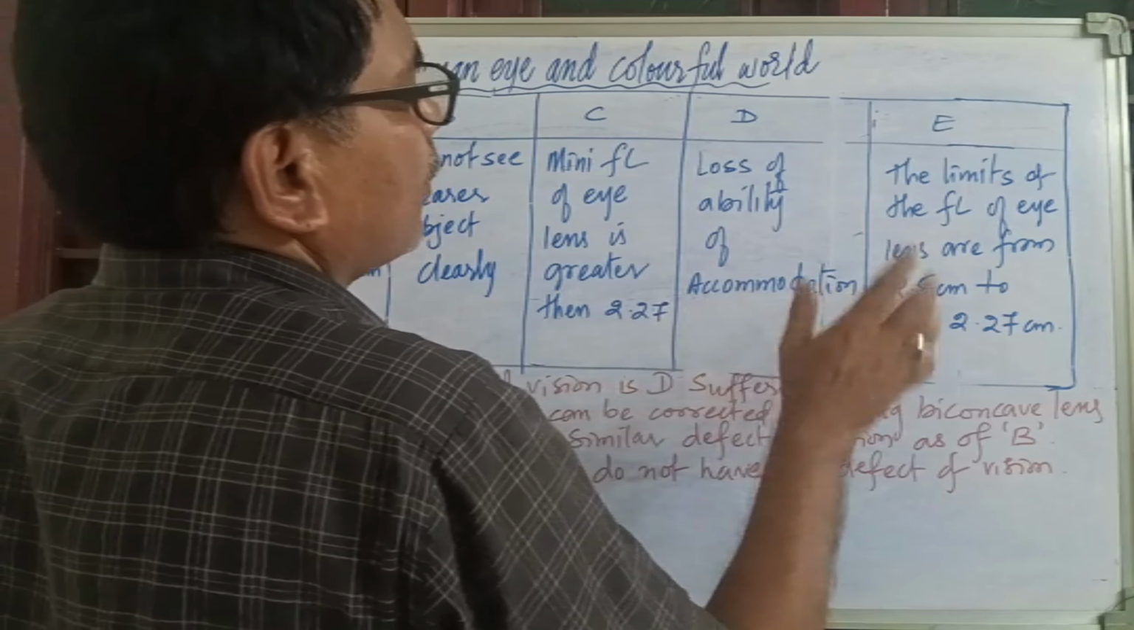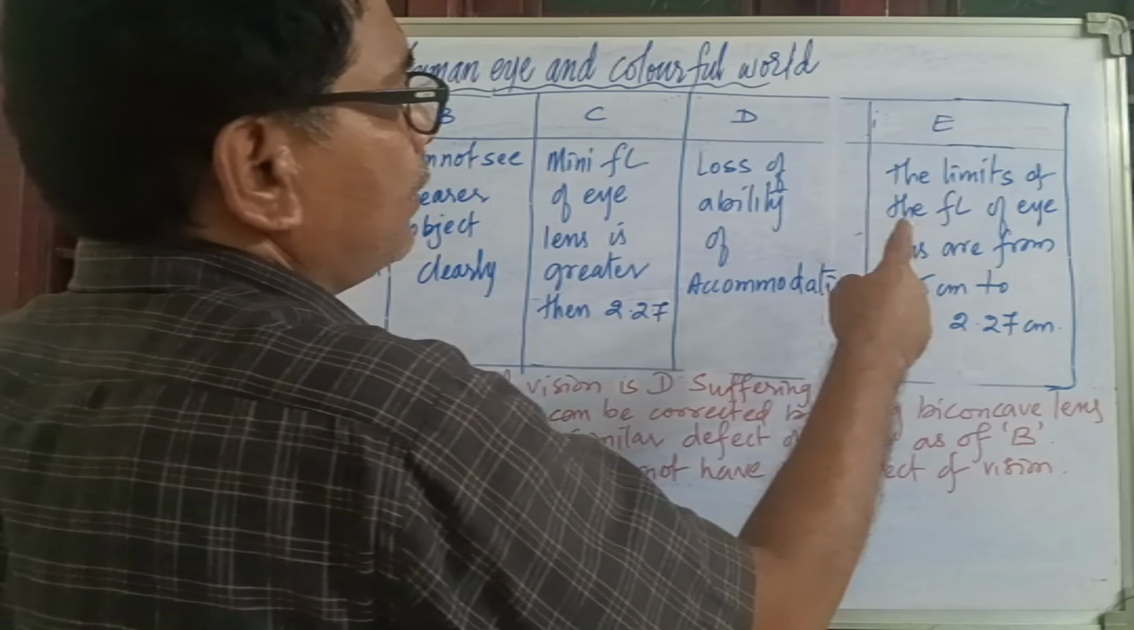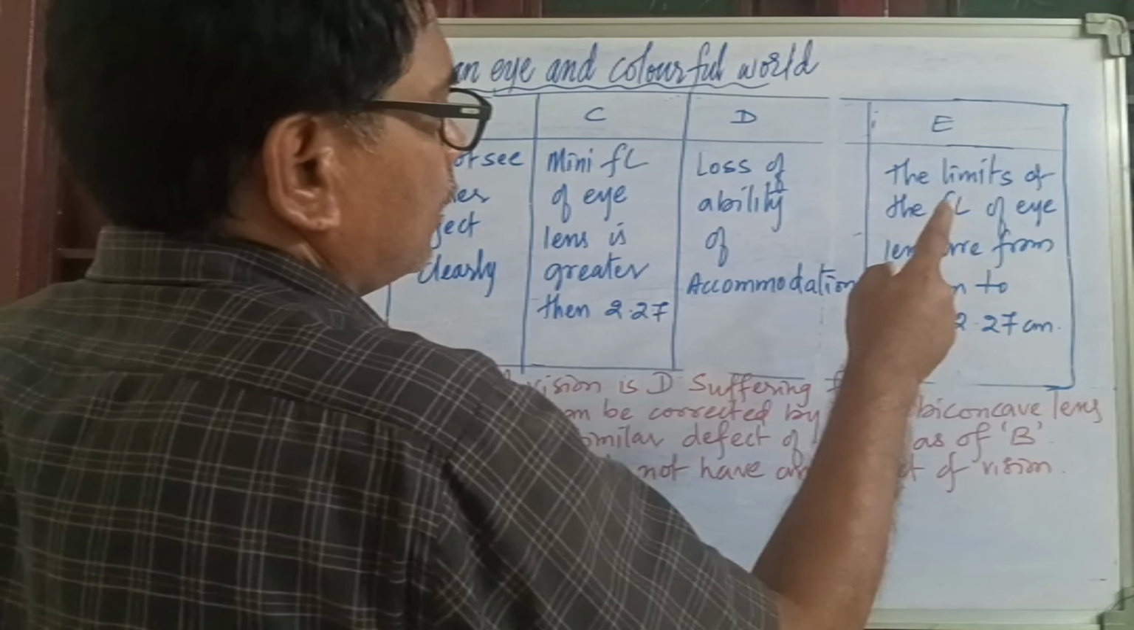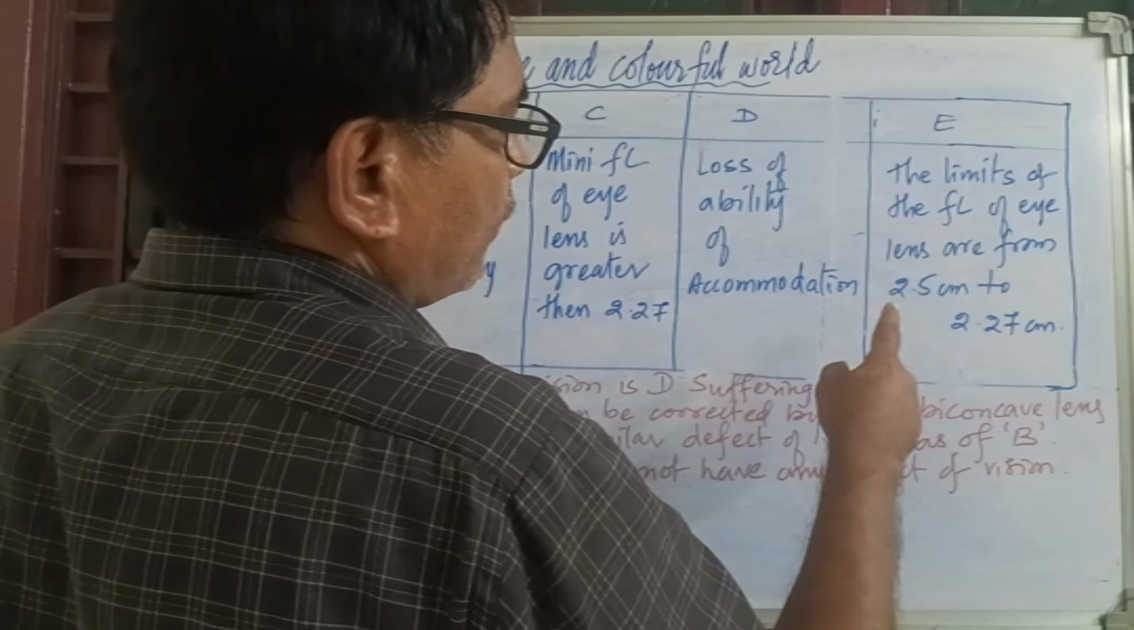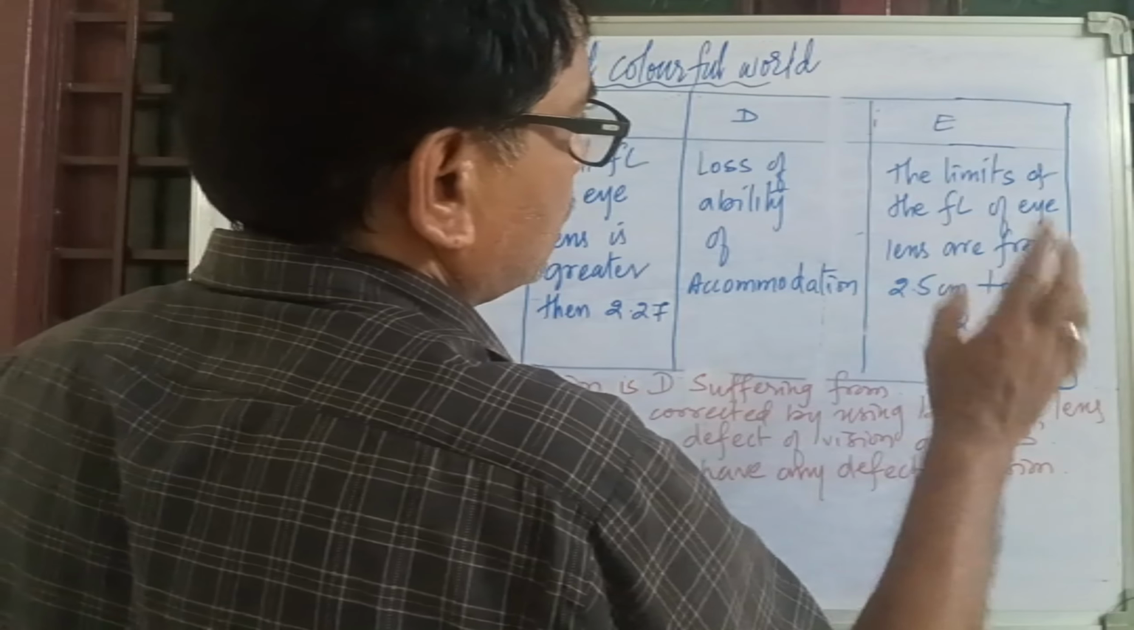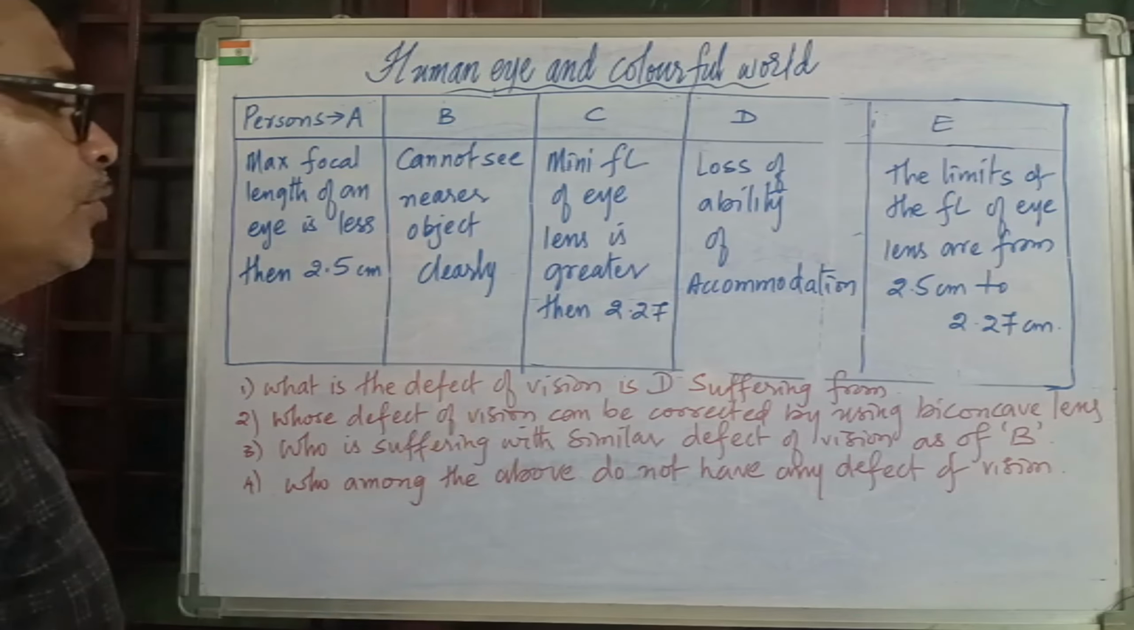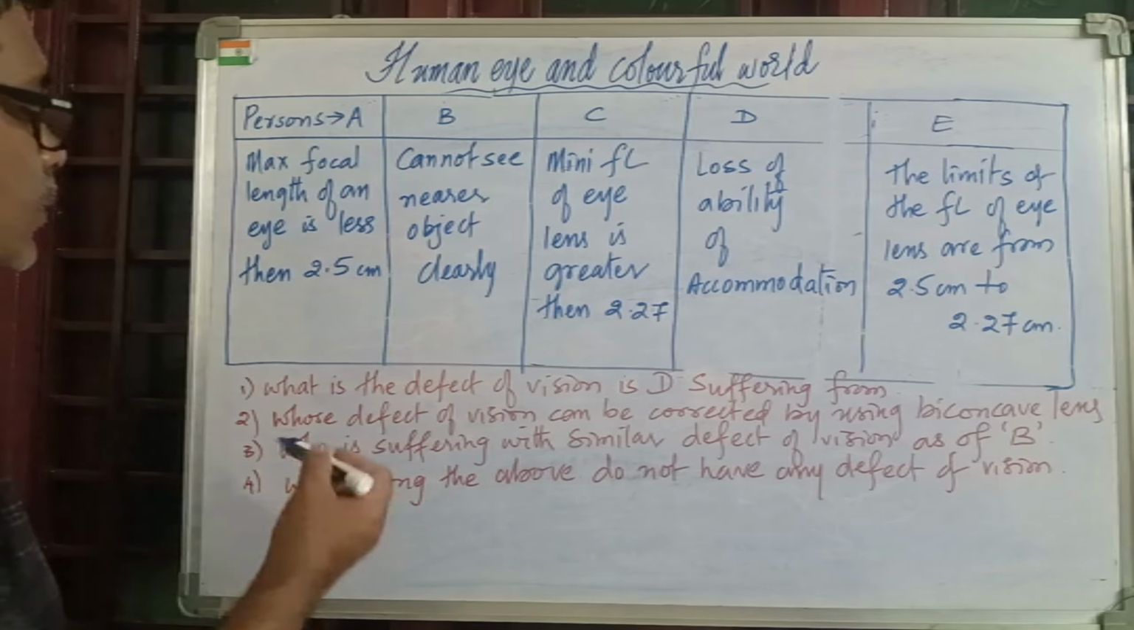Loss of ability of accommodation. E: the limits of the focal length of the eye lens are from 2.5 centimeter to 2.27. Now let us go into the questions. What is the first question?